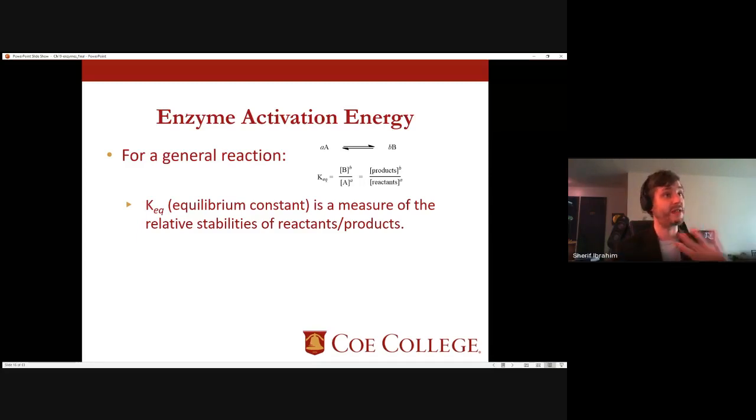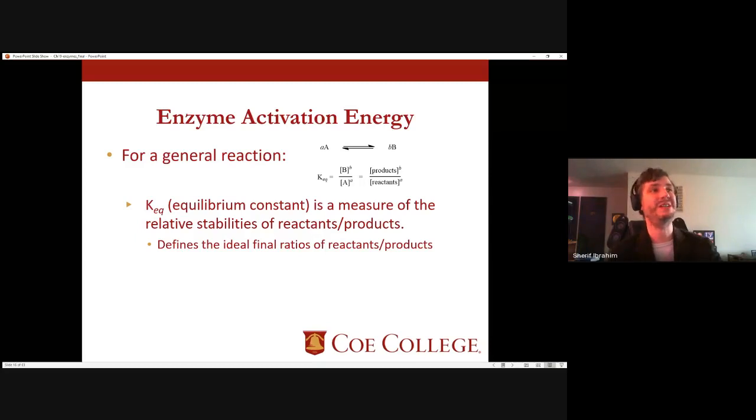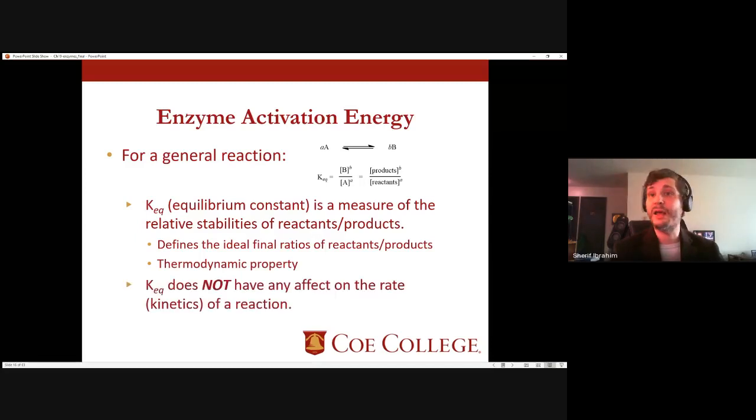So KEQ is an equilibrium constant, and it just measures the relative stabilities of those products, and that should be, like I said before, enzyme independent, a function of just the compounds. It defines the ideal final ratio of those reactants and products. It's a thermodynamic property, and KEQ does not have any effect on the kinetics of a reaction.